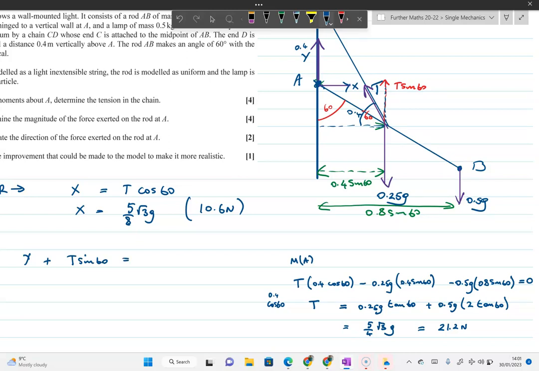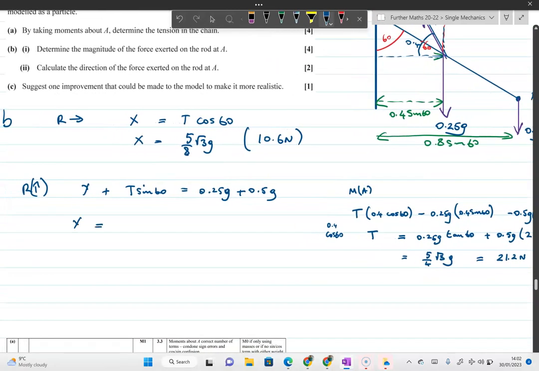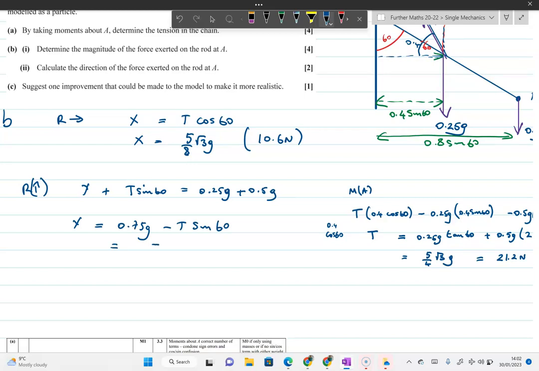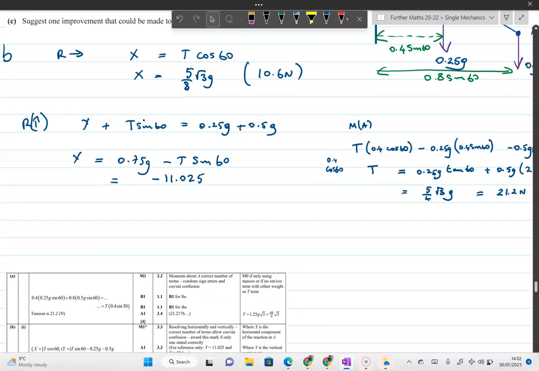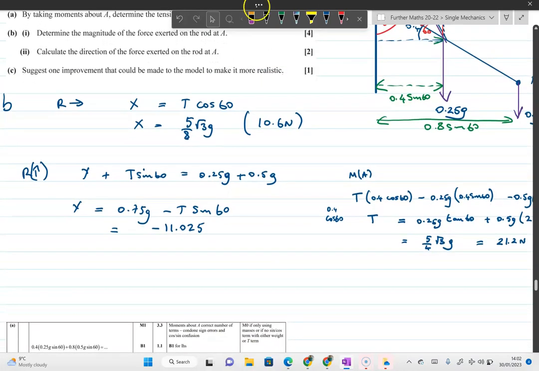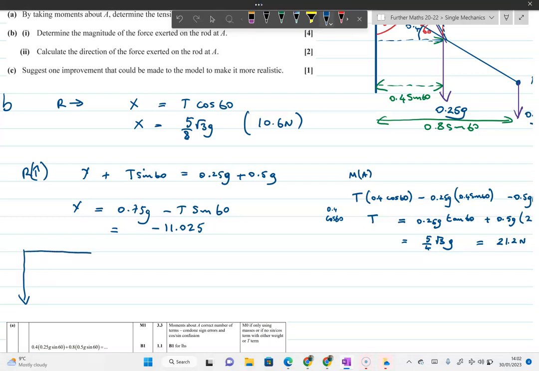That equals 0.25g plus 0.5g. So y equals 0.75g minus t sine 60. Now working that out, I get the answer minus 11.025, which alludes to what I was saying earlier. The actual force, Y, is actually downwards. So let's mark that in. We've got the horizontal component, which we've worked out is 5/8 square root of 3g, or 10.6 newtons, and our vertical component is actually downwards 11.025.